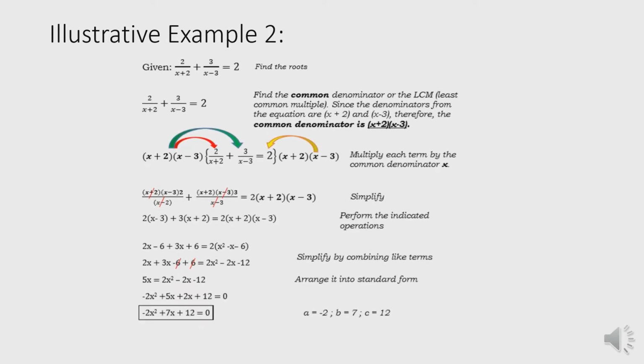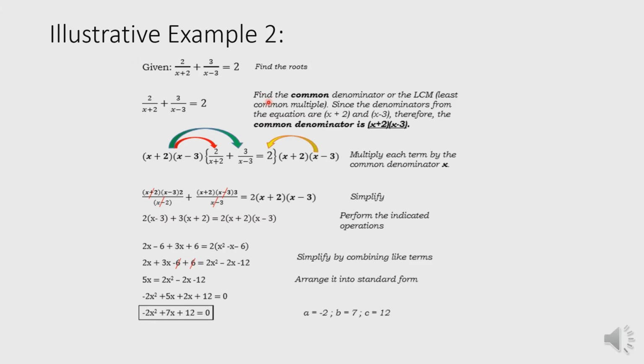Now let's go to illustrative example 2. Given 2 over x plus 2 plus 3 over x minus 3 equals 2, find the roots. From the given equation, you can see that these are in fractional form. So therefore, this is an example of rational equations. We can transform this to a quadratic equation in standard form.